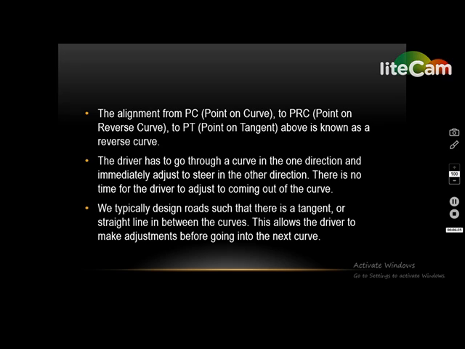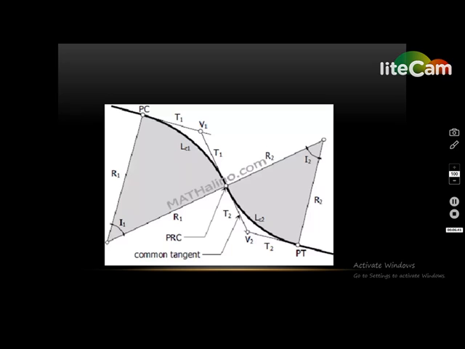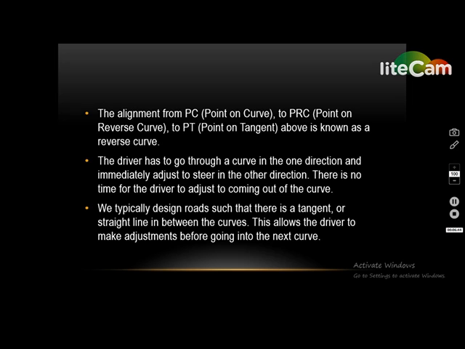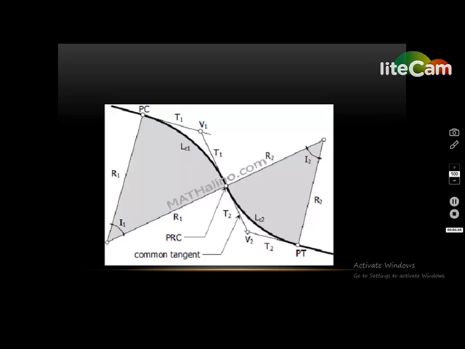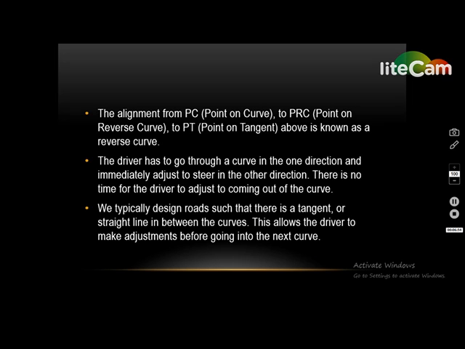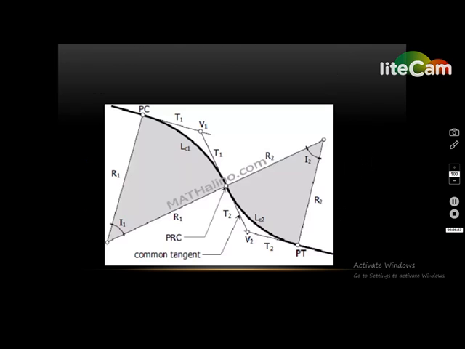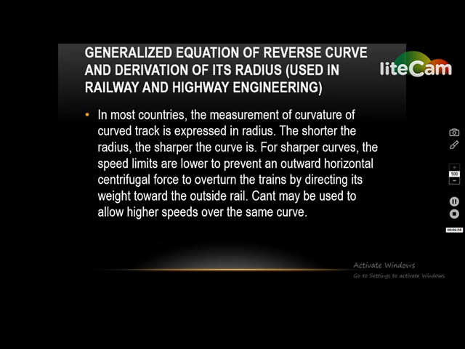So now we typically design roads such that there is a tangent or a straight line between the curves. This allows the driver to make adjustments before going to the next curve. So as we see here, there is always a tangent or straight line between these two curves. Along LC1 and LC2, as he passes through PRC, the driver makes changes to his speed so as to adjust and completely go through the PC and PT.